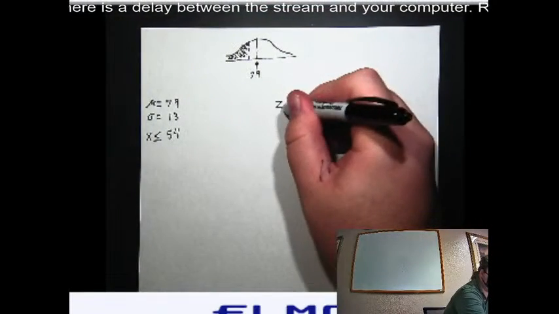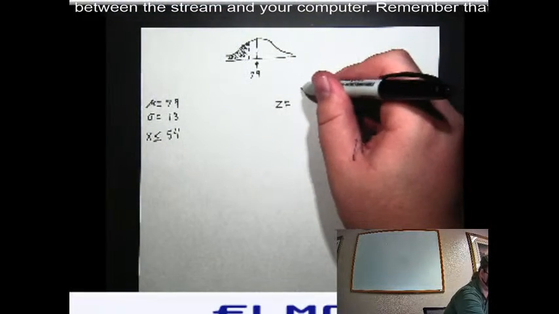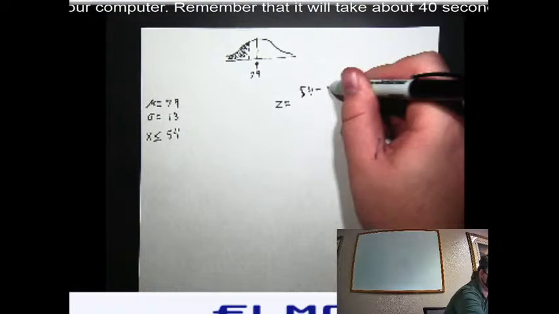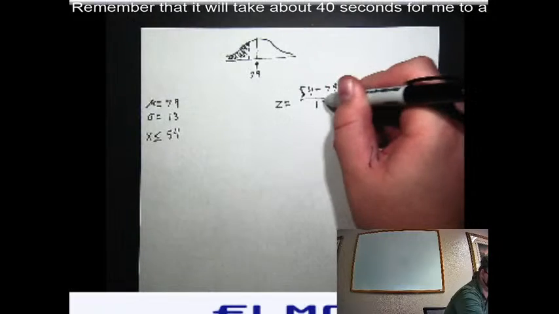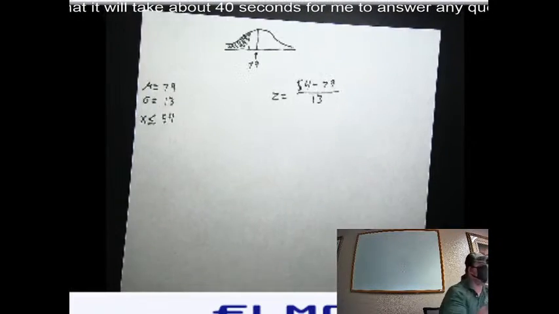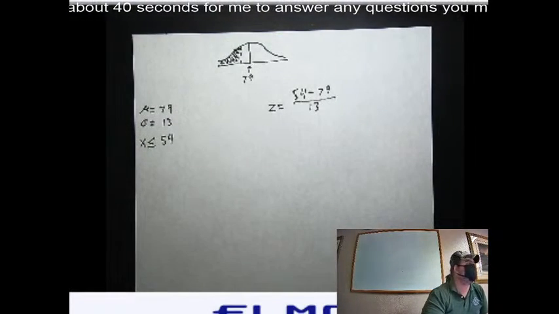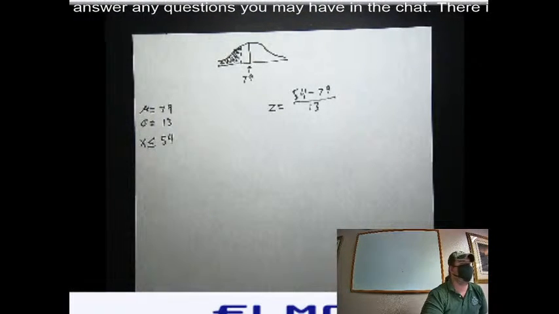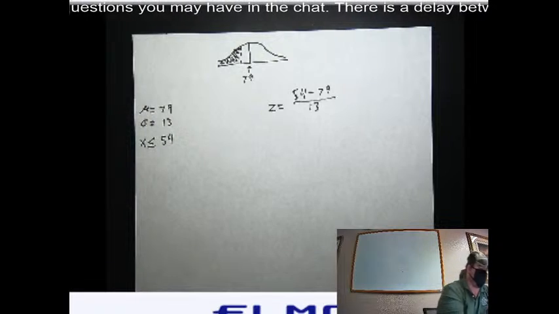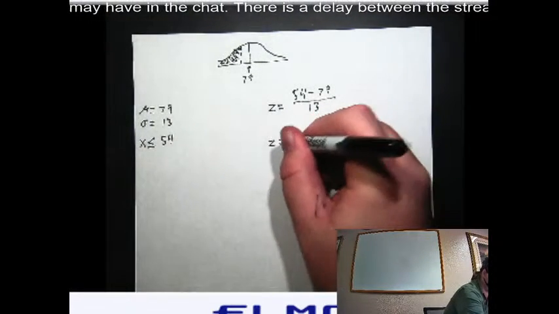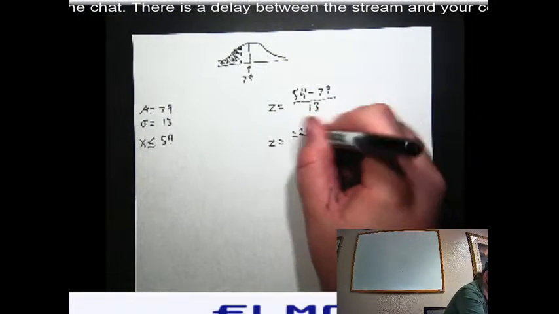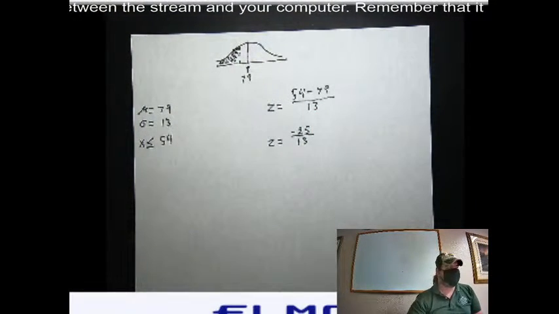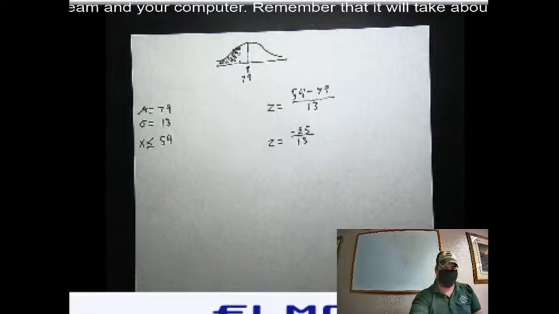And so when we plug things into our z formula, let's see, 54 minus 79 over 13. 54 minus 79, is that going to come out to be positive or negative? Negative. 54 minus 79 is going to be negative. In fact, it's going to be negative 25. Which means that this whole thing is going to be negative. I'm going to have a negative z-score.